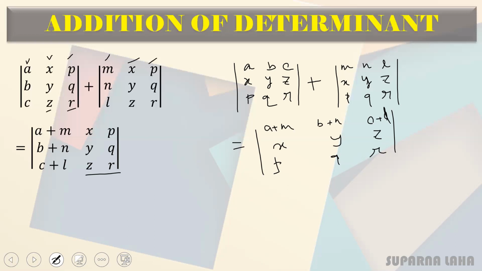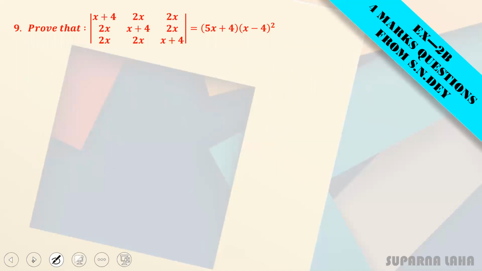You already know from the properties of determinants that if any row or column is written as an addition of two terms, we can break the determinant into a sum of two determinants of the same order. You already applied this property in the previous class, and today also we will apply it. Moving to the first question, from exercise 2B, 4 marks questions, we start from question number 9.